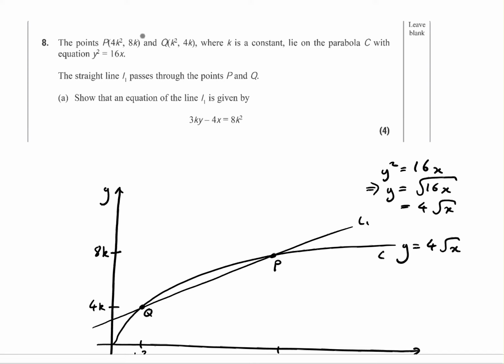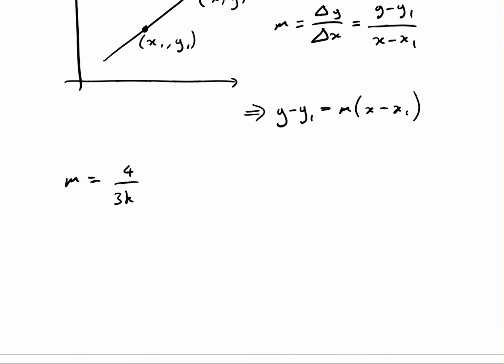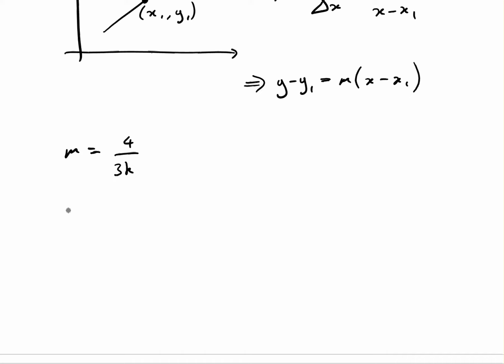Let's choose P, so 4k squared and 8k. What are we doing? Our point x1, y1 is equal to 4k squared, 8k. I've just chosen one of those points. You could have chosen the other point. That would have been absolutely fine.